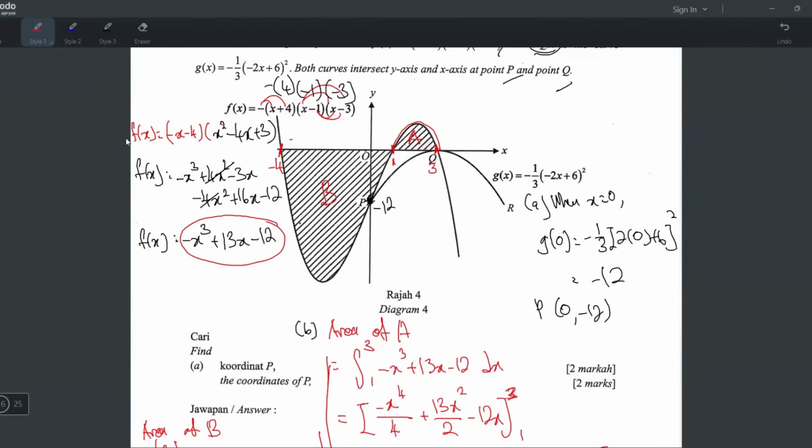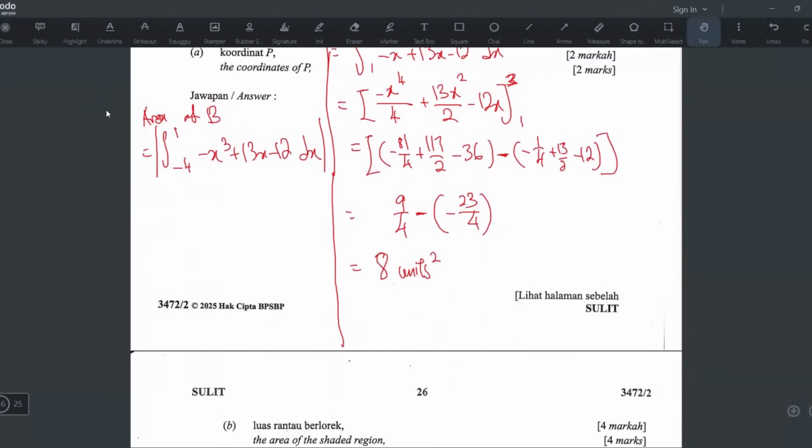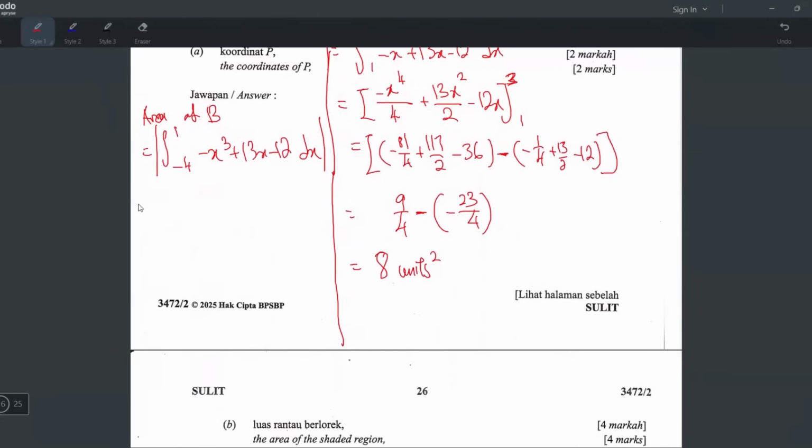Okay, now we have to add the area of B. The area of B will be similar to this, but it has the modulus, and also the limits here are not the same. So when you integrate, it will be the same as this. So negative x power 4 over 4 plus 13x square over 2 minus 12x. Yeah, same, because you're integrating the same function. And then close the bracket, the 1 and negative 4 put here, and then close the modulus.